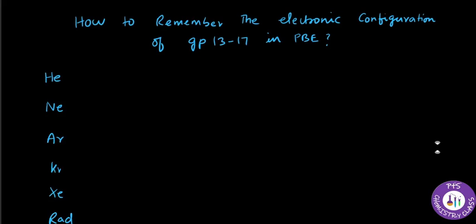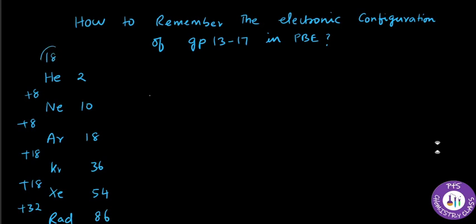So this will be 2, plus 8 is 10, plus 8 is 18, plus 18 is 36, plus 18 is 54, plus 32 will be 86. You have to remember these atomic numbers of group 18. Once you remember this, you can write the atomic numbers of all the other groups.